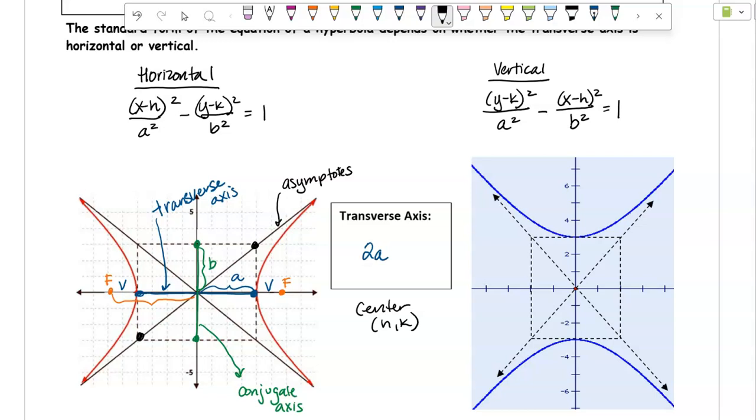This would be a good time for you to pause the video and see if you can identify the same features that we did on the horizontal hyperbola, but on the vertical one. Where would the center be? Where would the vertices be? Where are the endpoints of your conjugate axis? Go ahead and pause right here, see if you can construct that, and then let's check.